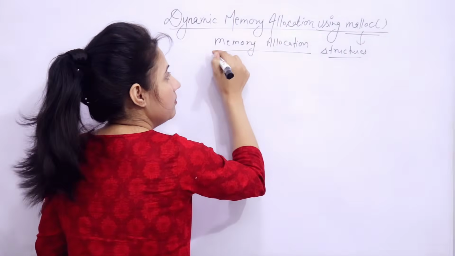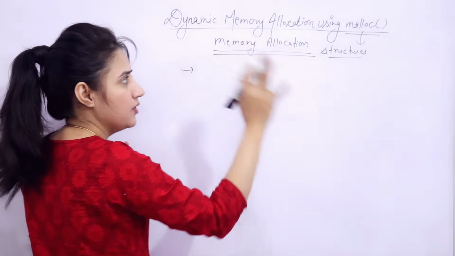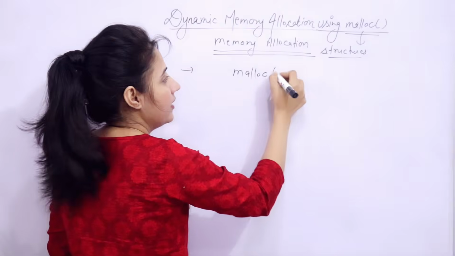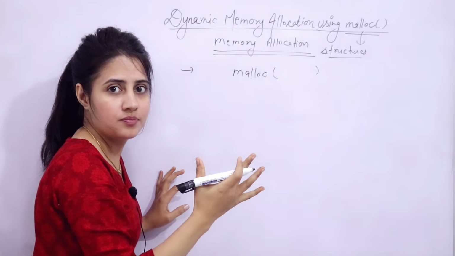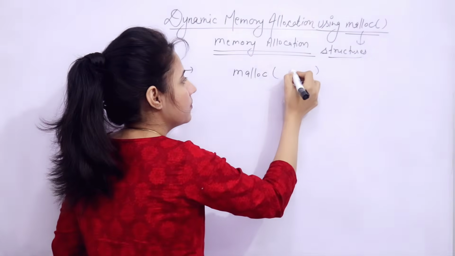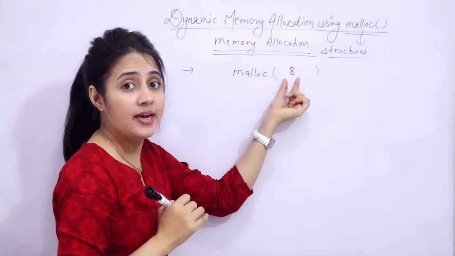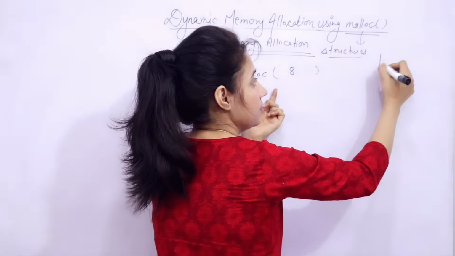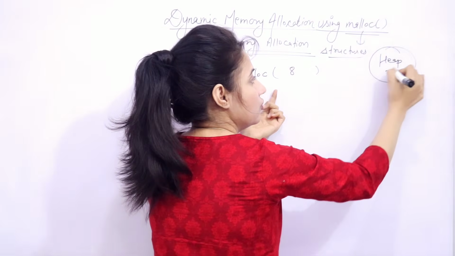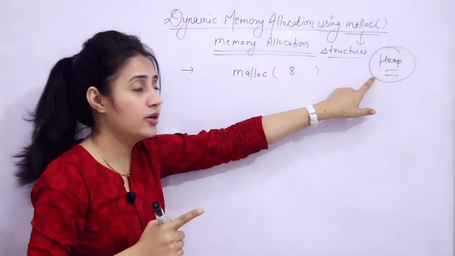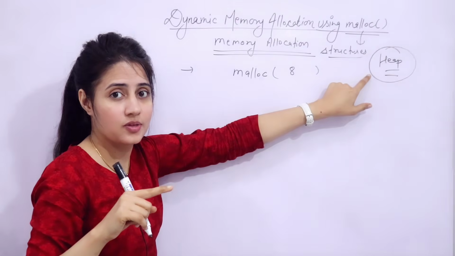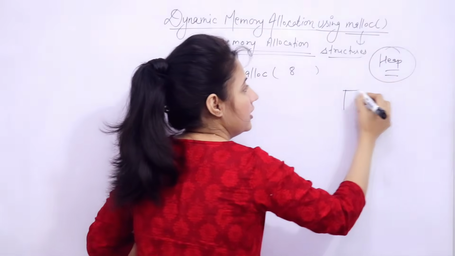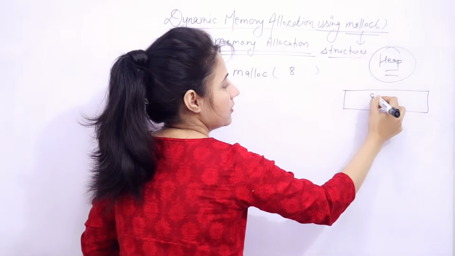See, now malloc means memory allocation. So what will happen? The general syntax of writing the malloc function is what? You are supposed to write malloc and one argument only, the size. Suppose I am writing 8. It means 8 bytes. It will allocate from where? From heap. That I told you in the previous video. From the heap section, the memory would be allocated dynamically, not from the stack section, from the heap section. Right? So it will reserve one complete block from the heap section of how many bytes? 8 bytes.